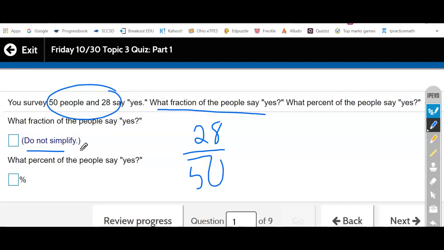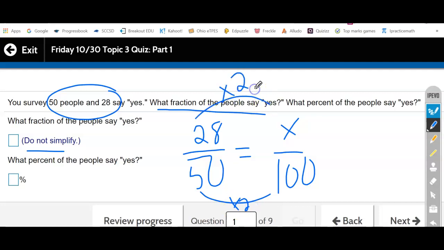Now, what percent is that? We have to make this a percent. We talked about two different ways to change these to percents. One way is a proportion. That means x over 100. That is probably the easiest on some of these, like this one, because how do I go from 50 to 100? You multiplied by 2. So we multiply by 2 on top as well.